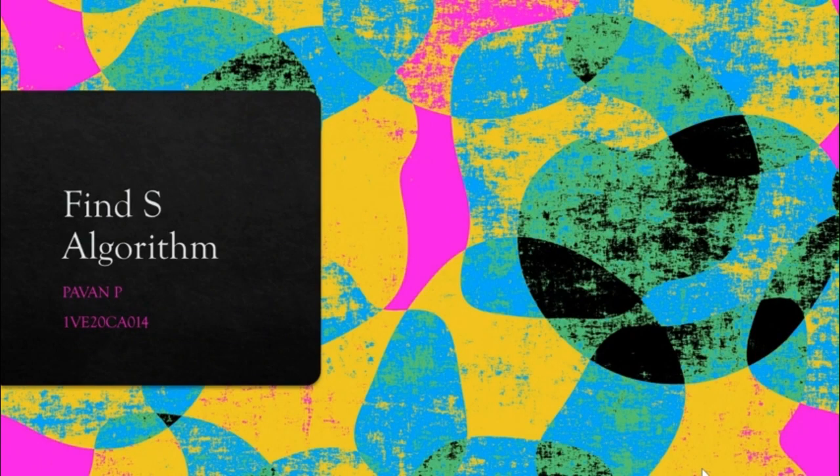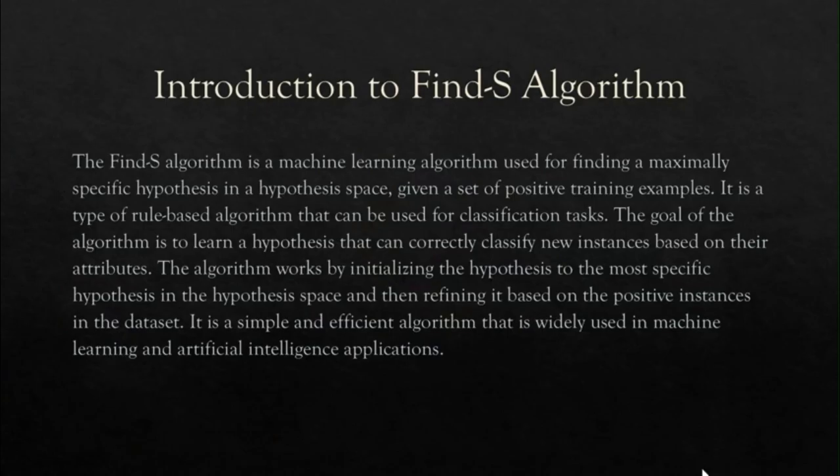So today we are going to learn about Finder's algorithm. So this is the introduction to the Finder's algorithm. So what is this Finder's algorithm? It's a machine learning algorithm used for finding maximal specific hypothesis in a hypothesis space given a set of positive examples. So it is basically a rule based algorithm that can be used for classification tasks.